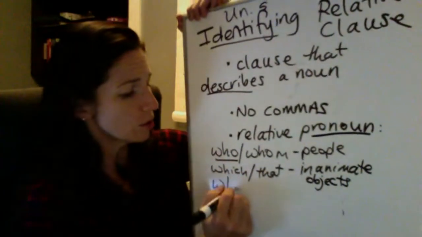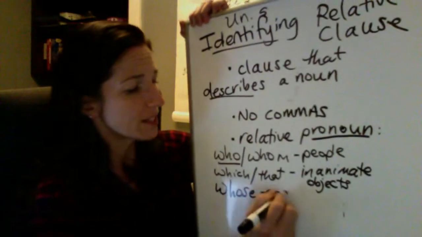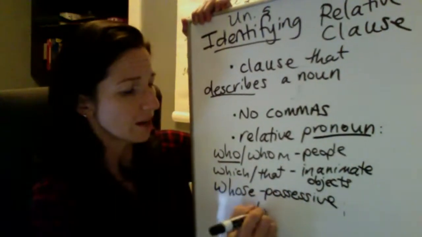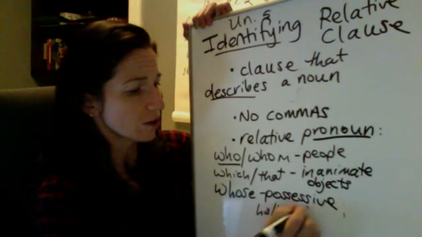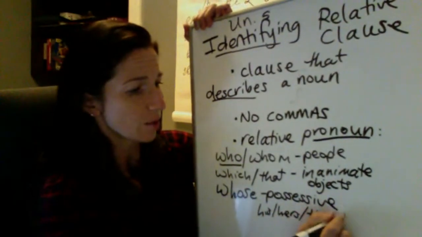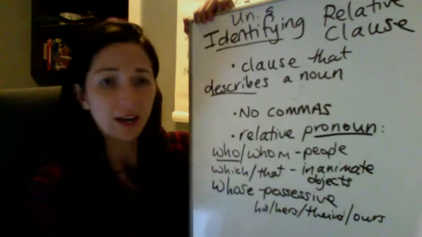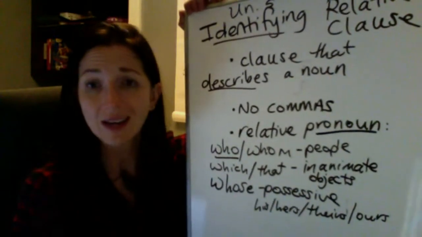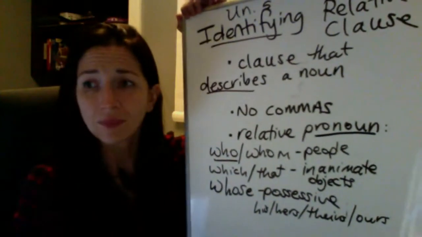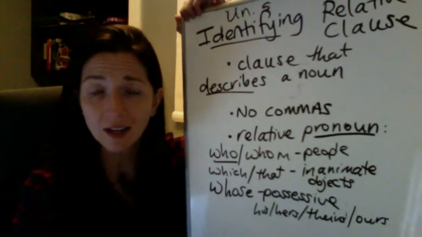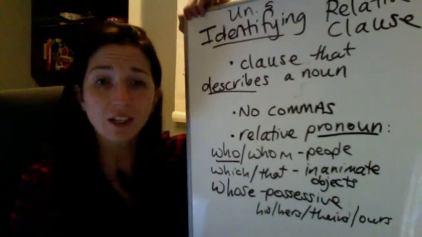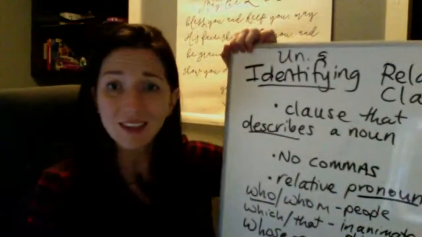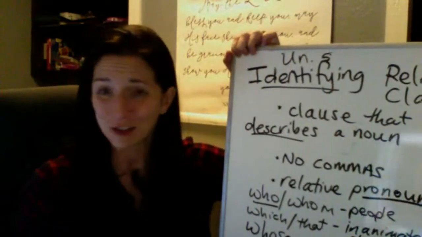And then we use whose for a possession, or a possessive, so usually we see it with his, hers, theirs, ours. Like whose bottle I took, it's his bottle. Whose flowers I bought, her flowers. So these are the relative pronouns, and a little bit about how to choose them. Not as easy as it sounds, I know that's true.